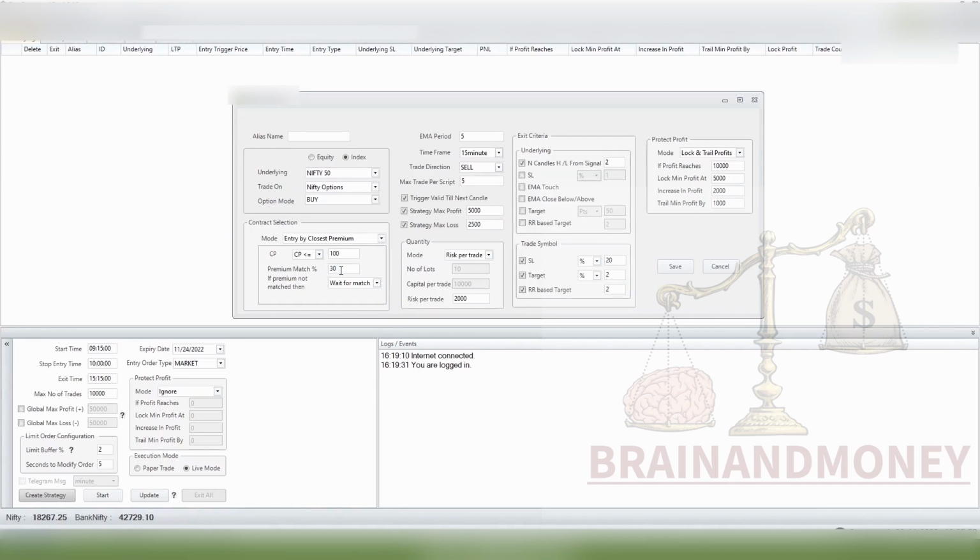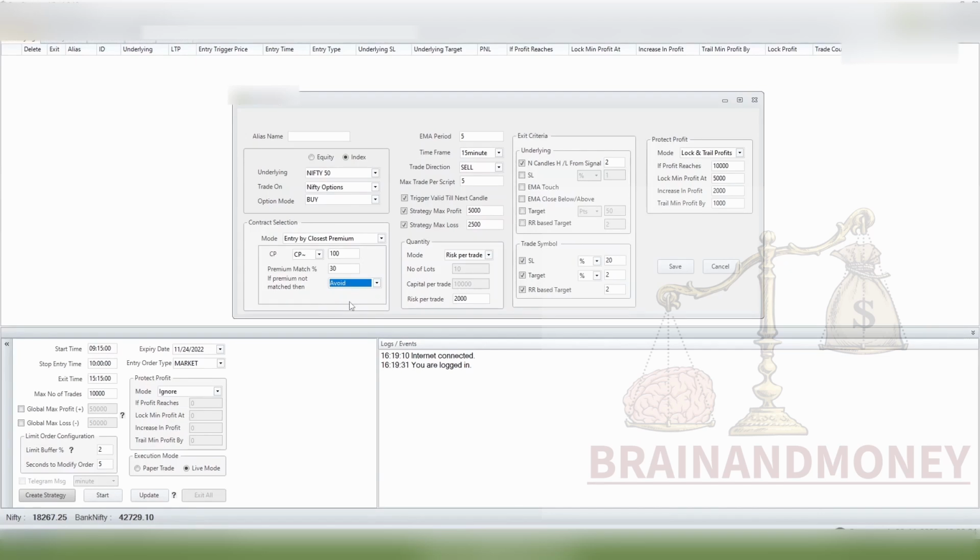So let's say if you are keeping the option price nearest to 100 rupees, and if you set the premium match percentage equal to 30, then it will select the option contract which falls in the range of 70 to 130 and is nearest to 100. And if there is no option contract available between the range of 70 to 130, then there are two options. Either you can wait for premium match, so it will wait for any option contract to come within the range of 70 to 130, or you can choose to avoid the entry.